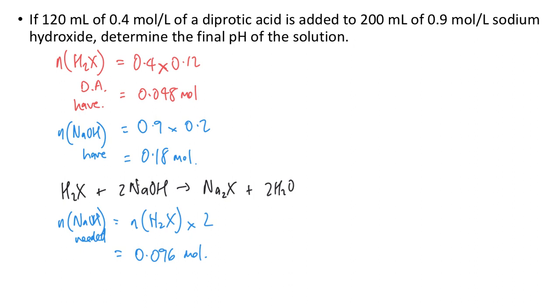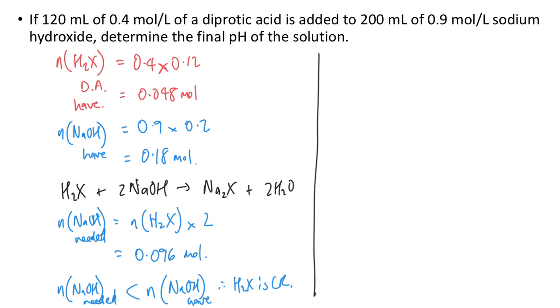Right, so since the number of moles of NaOH needed is less than the number of moles of NaOH have, therefore the H2X is the limiting reagent. We should have kind of known that already. All right, so let's continue on.